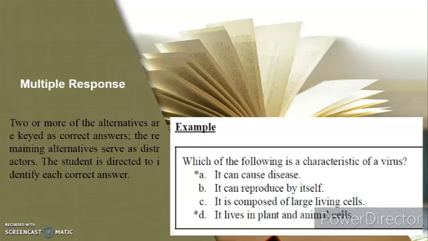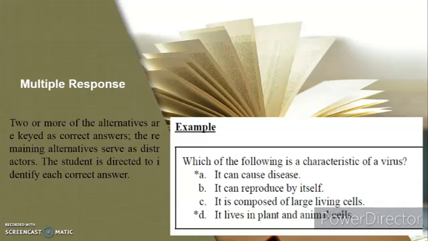Next, multiple response. Two or more of the alternatives are keyed as correct answers. The remaining alternatives serve as distractors. The student is directed to identify each correct answer.